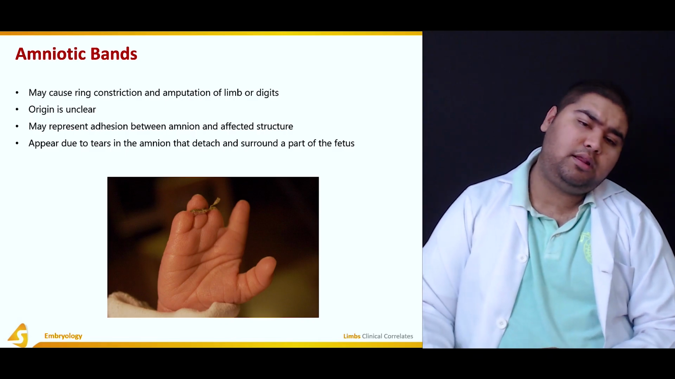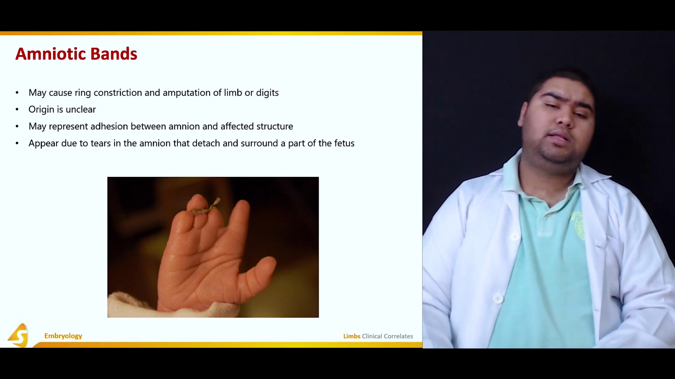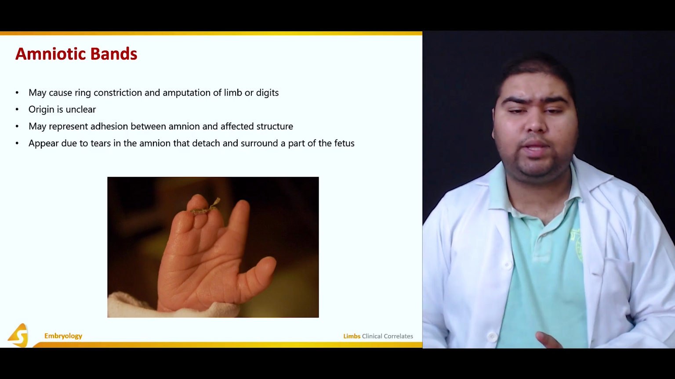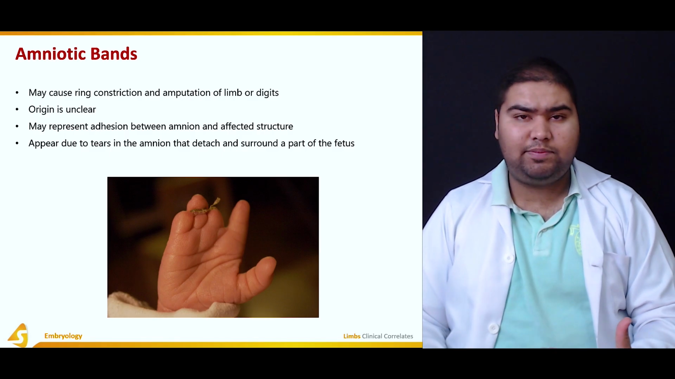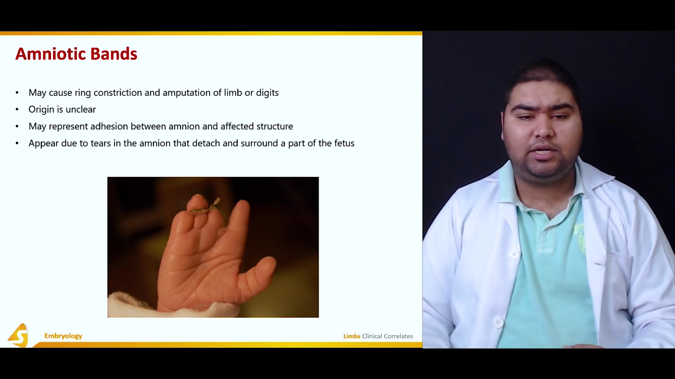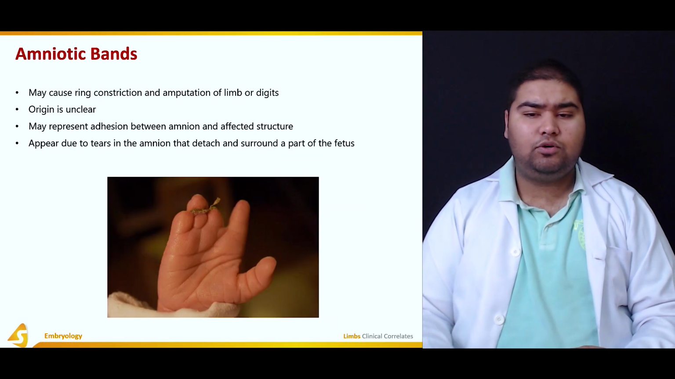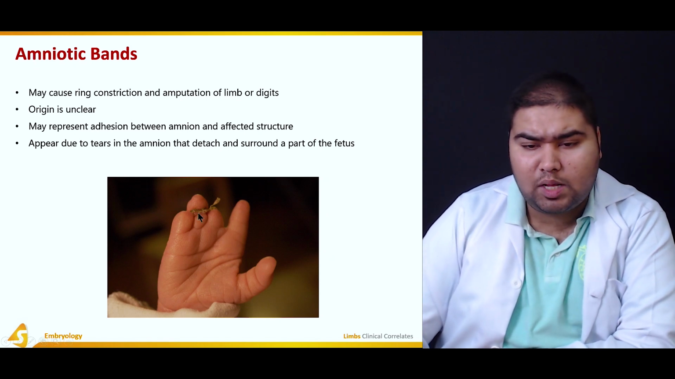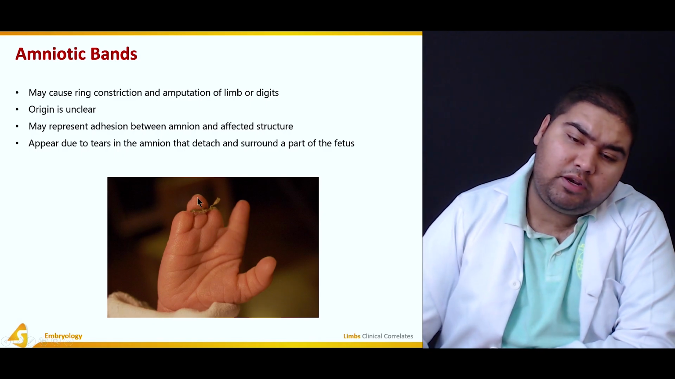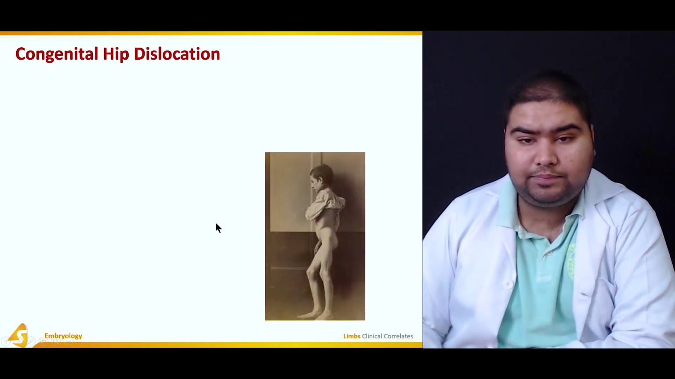So it's a theory that there may be a connection between the detachment of amnion, that the detached part of the amnion may surround a part of the fetus. So this is what an amniotic band looks like. This is an amniotic band. Here you can see the development of digits has been affected.